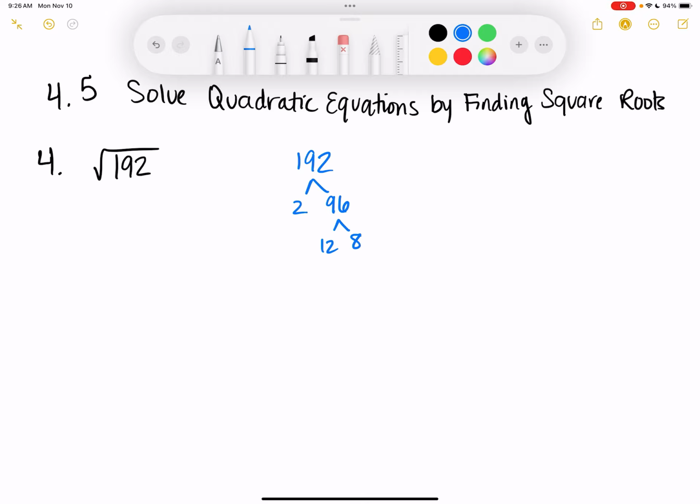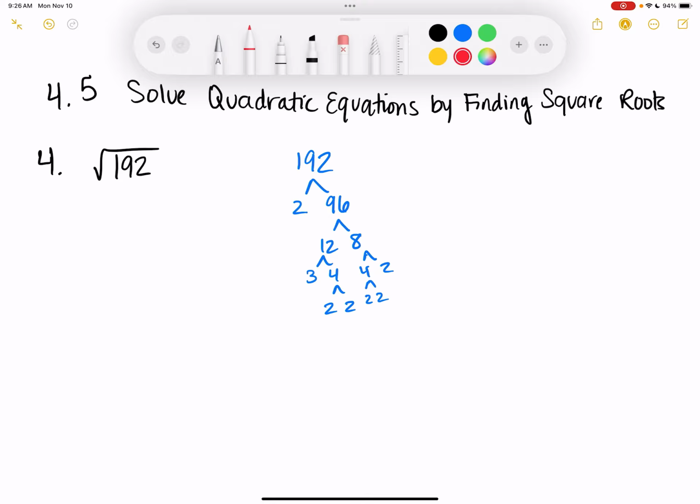All right, what does 12 break into? 3 and 4. 4 breaks into 2 and 2. And then 8 breaks into 4 and 2. 4 breaks into 2 and 2. All right, so I have all these numbers down here at the bottom that I'm working with.